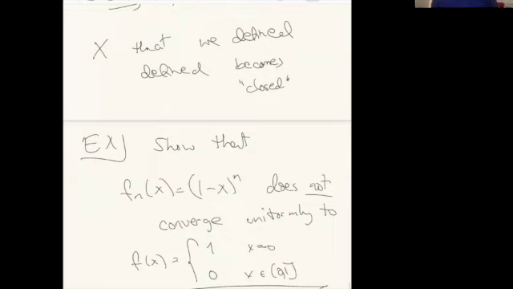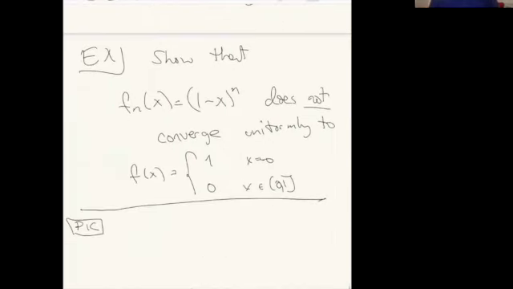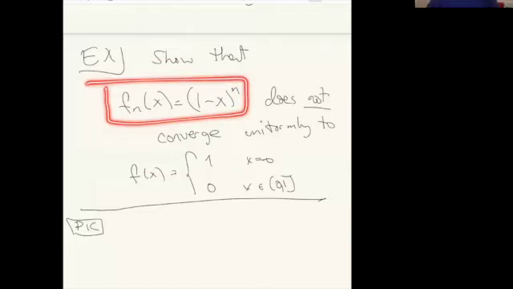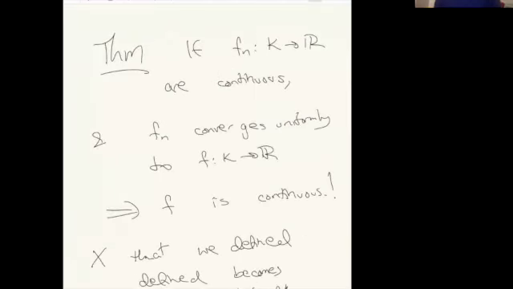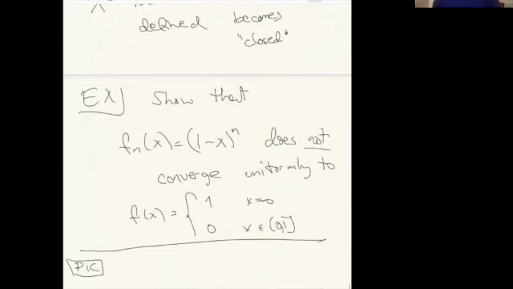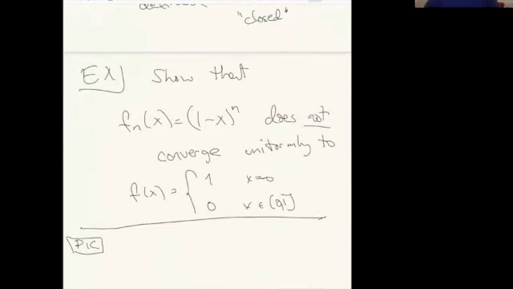Now there's a useful exercise, but we don't have time for it now: the sequence 1 over x, 1 minus x to the n, does not converge uniformly. Well, the limit function is not continuous, so by this theorem, that has to be the case. But it's also a useful exercise to see how that works on its own, but I won't do it now due to the lack of time. Maybe the TA might do it later.